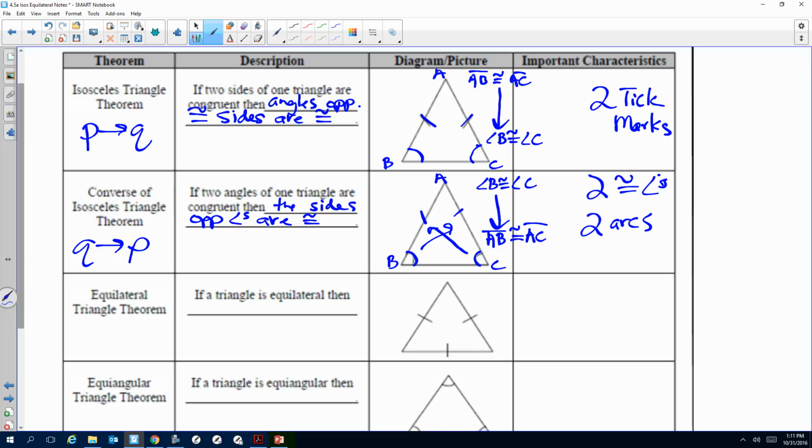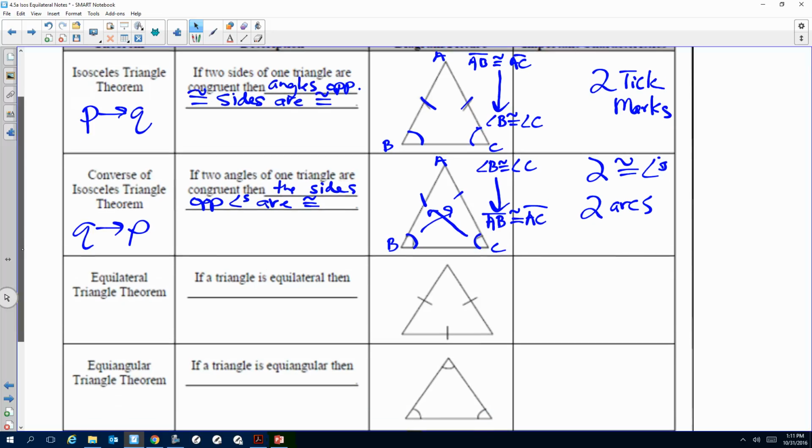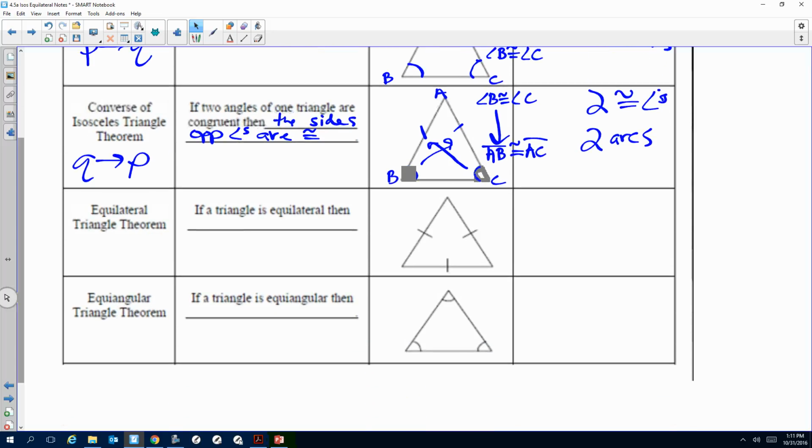Okay, on that part. All right, now, the equilateral triangle theorem basically states if a triangle is equilateral, meaning all three sides are congruent, the three tick marks, then it is also what? Yeah, then it's equiangular.